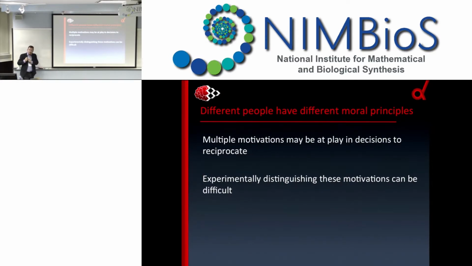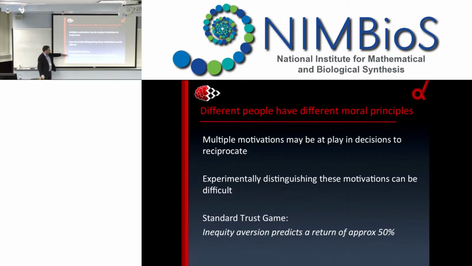Conversely, if I feel that Peter's expectations are really important, I don't want to let the guy down, I'll probably give him back about 50%. So just looking at behavior doesn't help us understand which particular motivations may be relevant in making these decisions. In a standard trust game, as I just said, an equity aversion predicts we'll return about 50%, but so does guilt aversion. So just looking at the behavioral data doesn't help.